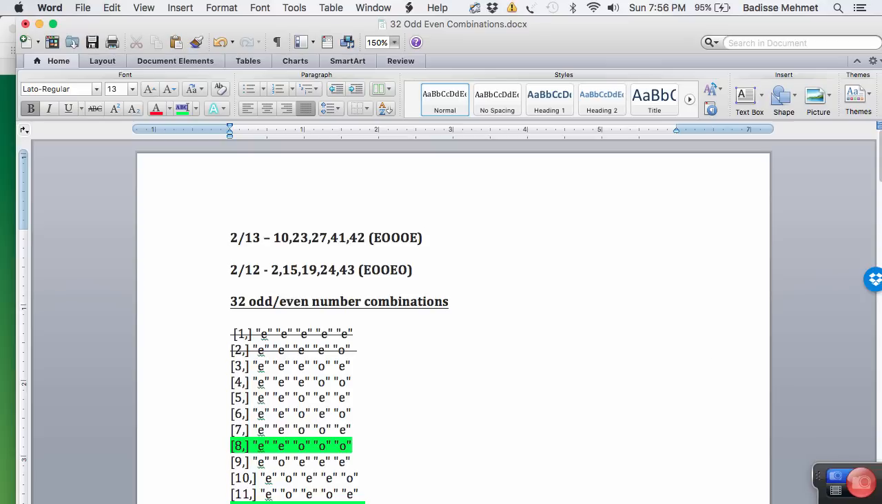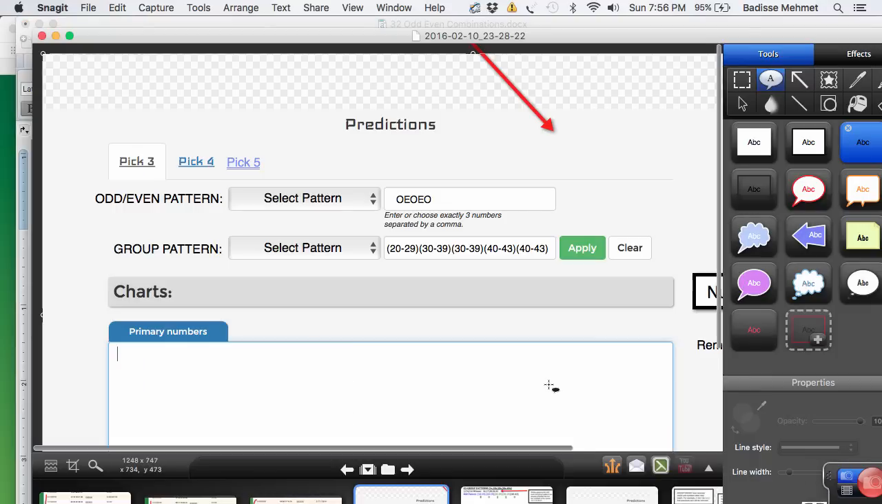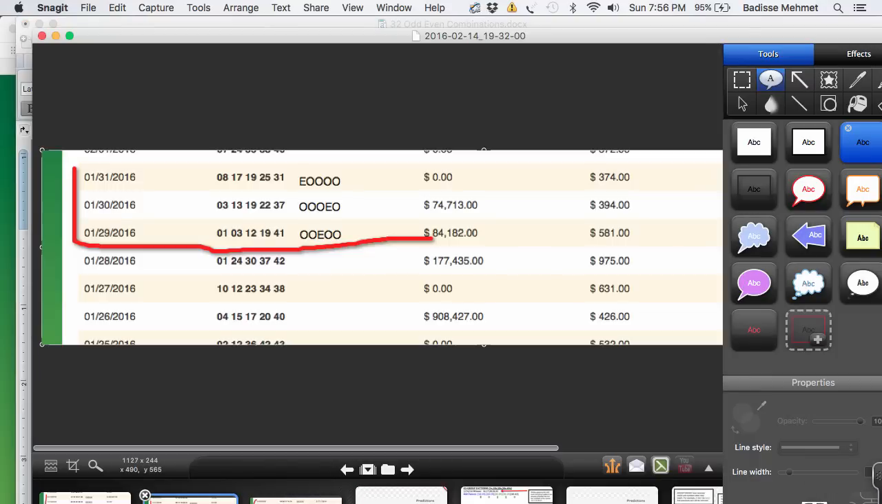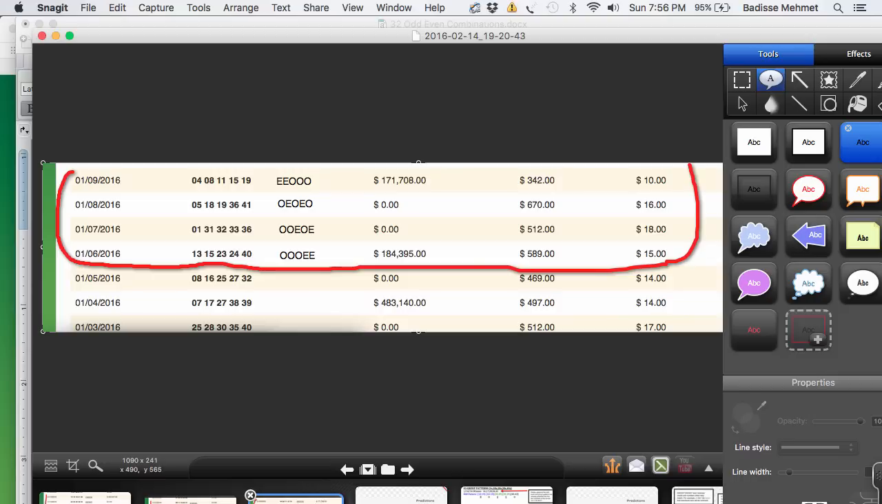But let me show you something. Here, this is January 6th to January 9th. Like I told you, these patterns are not coincidence. They happen constantly over and over again. Hold on, let me correct this. Anyway, look here.